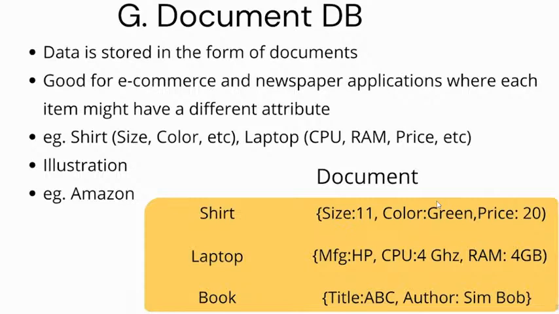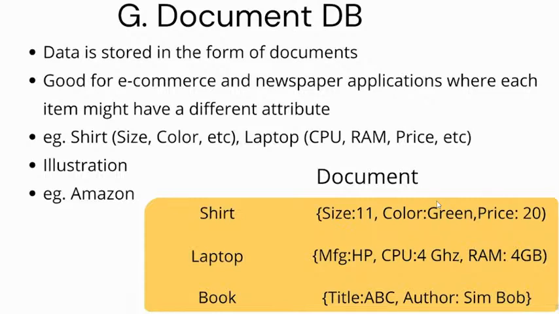The way the information is stored in the document database is as follows. So let's say you have shirt. A shirt will have different types of attributes, let's say size, color, price, etc. All of those attributes can be stored in a document database. Next, you have laptop. A laptop will have different types of attributes: manufacturer, CPU, RAM, so on and so forth. That information can be stored in the document database. Let's say you have another item which is book. A book will have different types of attributes: title, author, publishing date, so on and so forth. All of that information can be stored easily in the document database. So to summarize, you use document database when you want to store items that have different attributes.